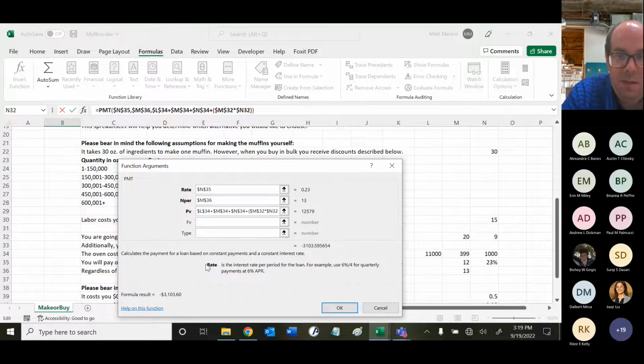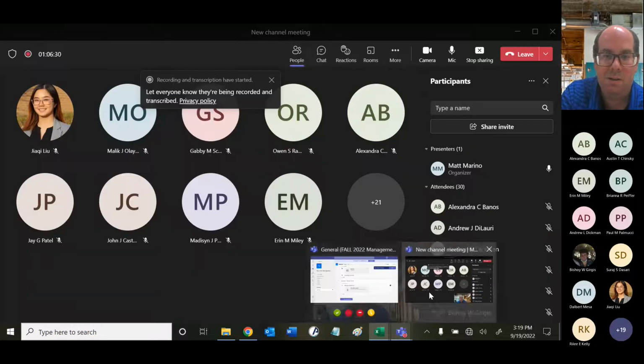Okay. So everybody's got the present value? We're adding the 11,000 for the oven, plus the $3.99 for whatever that was, mixer, I think. Then the 1,000 for the cooling racks, and then adding it, the 20 times the 9 for the other item. So N35 absolute for the rate, M36 absolute for the N per, the number of payments. And again, the present value is those 5 numbers combined. All right, so can I click OK, or should I go through the present value again?